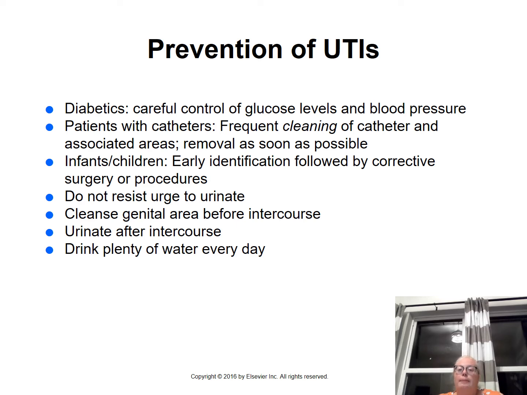Infants and children, the biggest thing with them with these anatomical issues is their early detection followed by corrective surgeries or procedures to prevent UTIs from occurring. One of the biggest things is do not resist the urge to urinate. If you have to pee, go. Clean genital area before intercourse, and again, have good hygiene. Urinate after intercourse and drink plenty of water every single day.